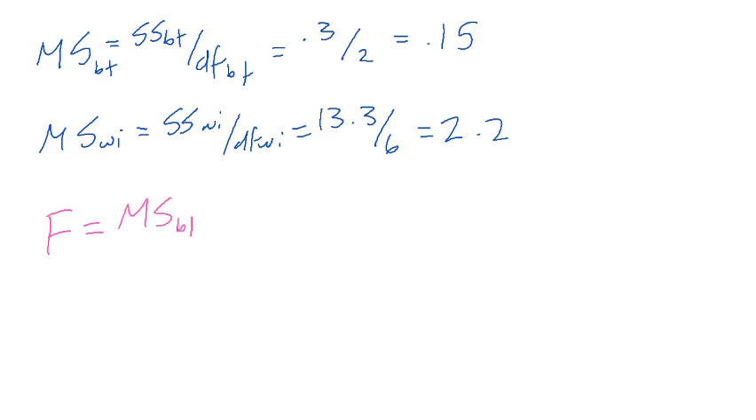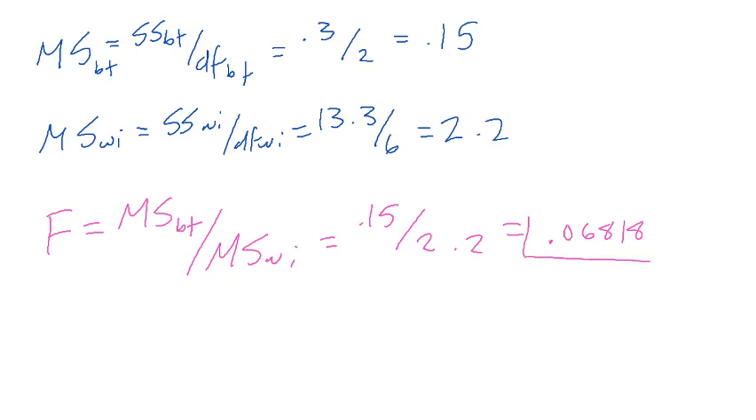And then the moment we've all been waiting for, our F is equal to the mean square between over the mean square within. Now we have those values. We have 0.15 and we have 2.2. And what does that give us? It gives us an F that looks something like this. It's a long decimal, so remember you can round this, because think about the decision we're going to make at the end of the day. It's not going to impact that decision we're making about the null hypothesis. So if you round this, that is quite all right. So this is our final F value.